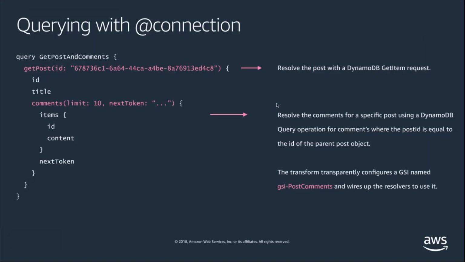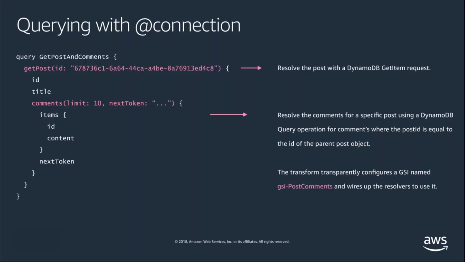Here's an example of how you would query with that connection. In this example, you can see that at the top level, we're doing a get post query where we're going to fetch a single post by ID. This is implemented as a get item operation in DynamoDB. That'll return the full object, including the ID and the title.